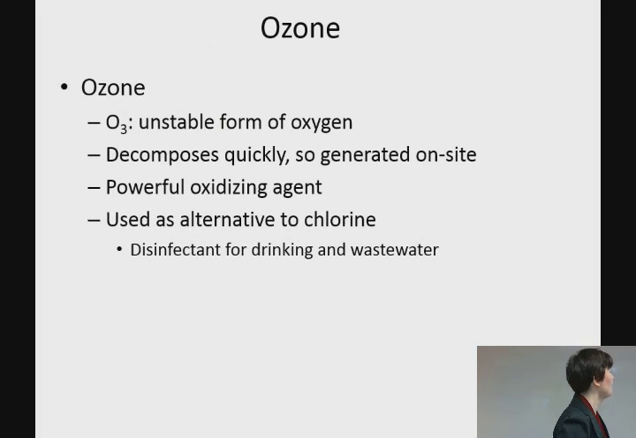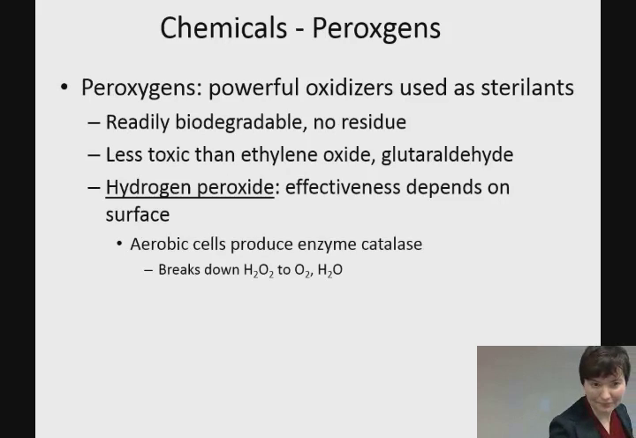Ozone is a form of oxygen that is extremely unstable. It decomposes quickly. So if you're going to use it, you typically generate it right where you're going to use it. You have some kind of ozone generator that makes the ozone, and then the ozone turns back into oxygen. You can use it instead of chlorine for drinking water and wastewater. Peroxygens are powerful oxidizers used as sterilants.